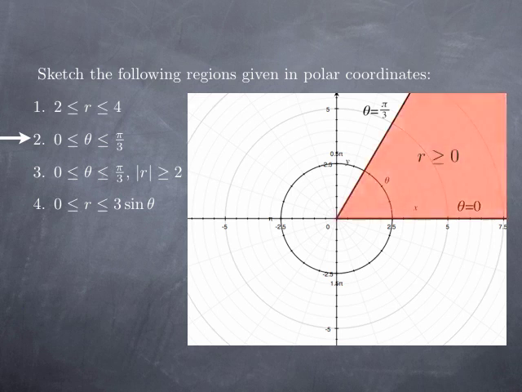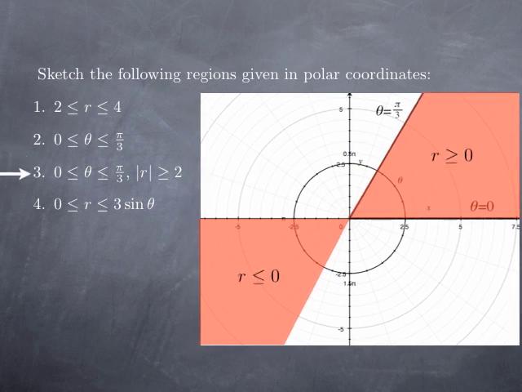And if r is positive, we have any distance to the origin, but we need to stay in this angular sector. If we allow r to also be negative, then that means that we're going to get this other side of the cone, and this is the region that we obtain that is determined by the inequality theta between 0 and pi over 3 with no constraint on r. What if we add a constraint on r? For instance, that the absolute value of r is greater than 2.